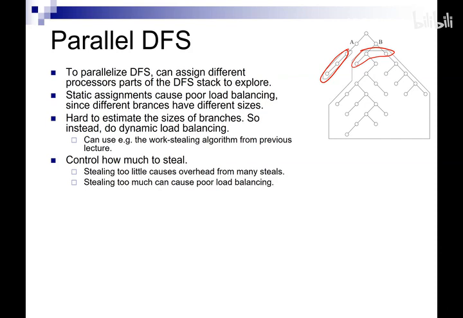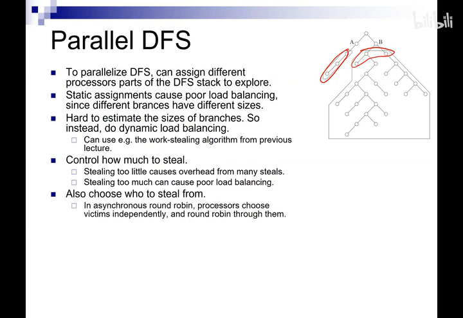Because if the other guy only has a certain amount of work and you steal almost all of it, then it's no longer load balanced. So you have to find a trade-off between these two things. And also you have to decide who you're going to steal from. One way is that you can just steal from a random other process, but there are some other ways that you can select this.